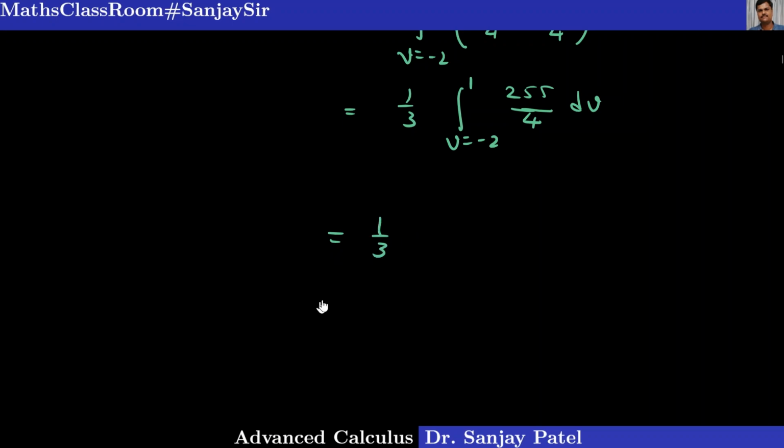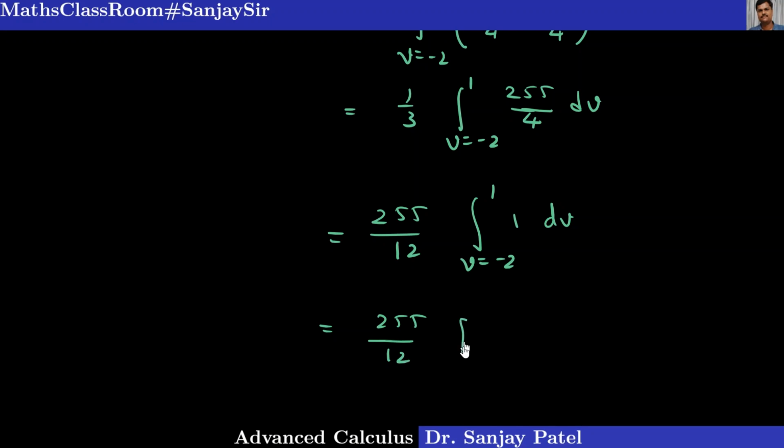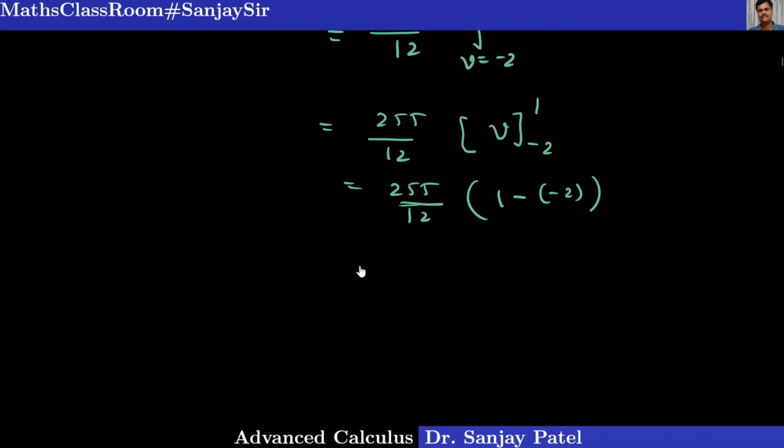Rather, I can write 255 by 4 outside of this integral sign. So it is 255 by 12, and integral v equal to minus 2 to plus 1, 1 dv. So this is equal to 255 by 12, and integral of 1 is v with respect to v, from minus 2 to plus 1. So 255 by 12 into 1 minus minus 2. Okay, so it is plus 3 by 12, so that gives us 255 by 12 into 3, which is equal to 255 by 4. So the final answer is 255 by 4.